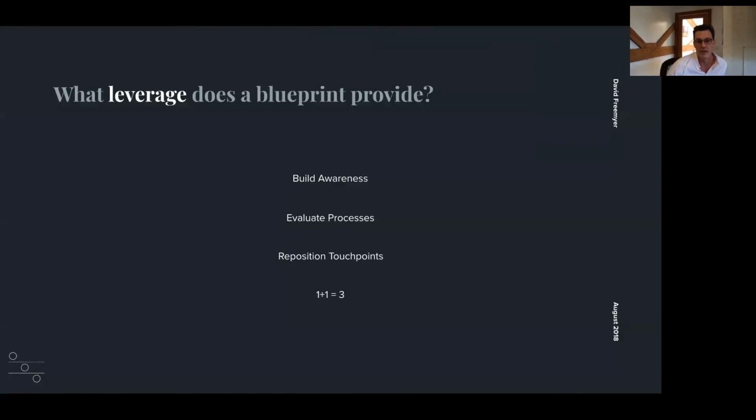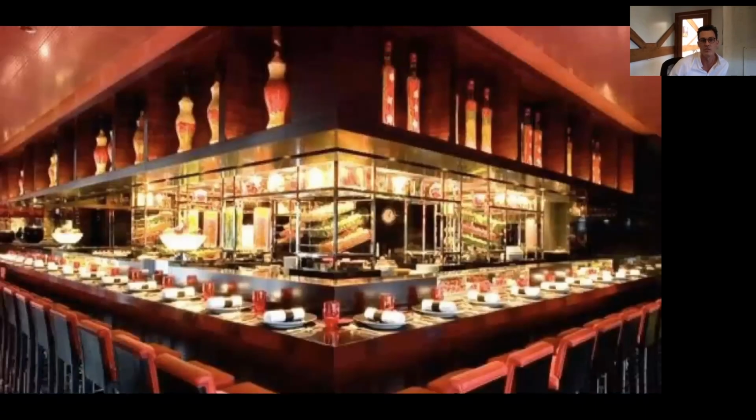Lastly, the blueprint is used in a lot of different ways. You can just build awareness so you can capture what a service is, so everyone involved knows what's going on. So if I'm back-end support, I know what customer facing people are doing, et cetera. It helps you evaluate processes, helps you reposition touch points, and gives this 1 + 1 = 3. I'll give you an example of that here, which is this line of visibility, which is all about what you're doing and what the customer can see.